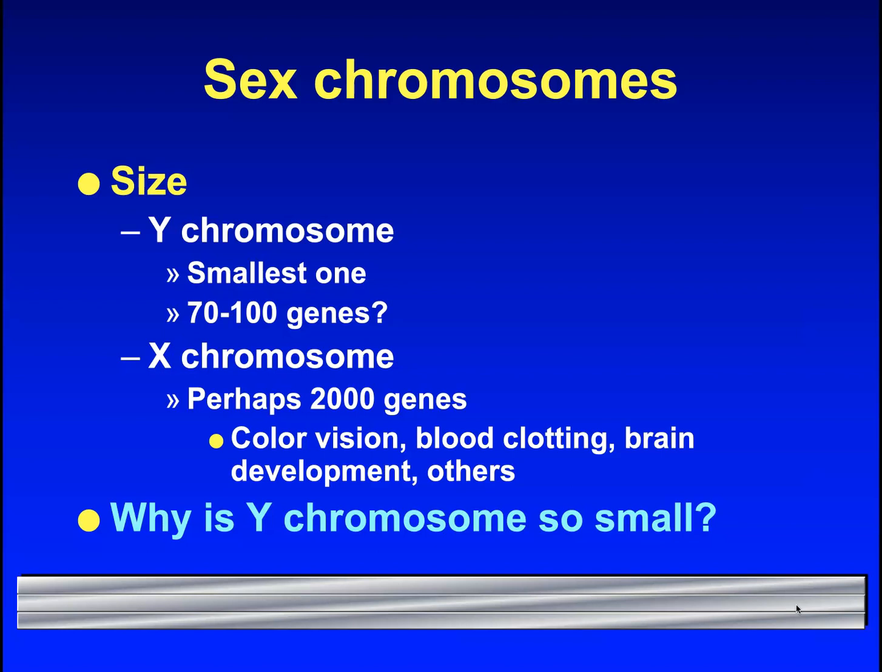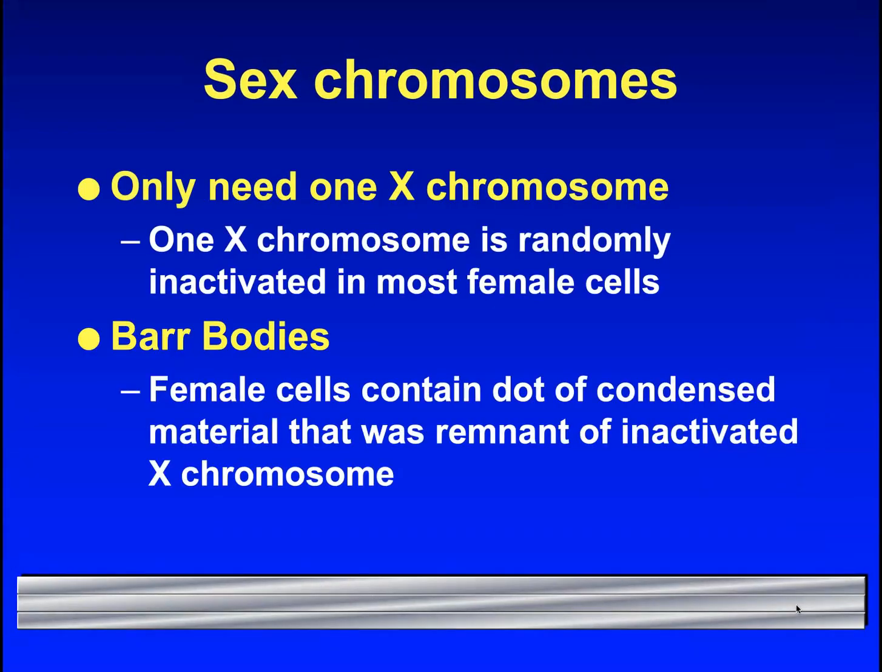The X chromosome, though, that's a big one. That's maybe 2,000 genes on there, because you cannot survive without an X chromosome. Everyone has to have at least one. And that does control some aspects of color vision, blood clotting, brain development, and a number of other things. Now, you only need one X chromosome. So males only have one X chromosome. Females get two, but don't need to.